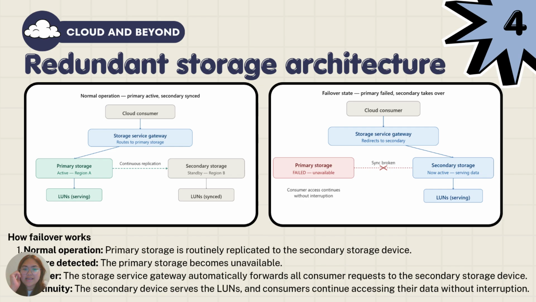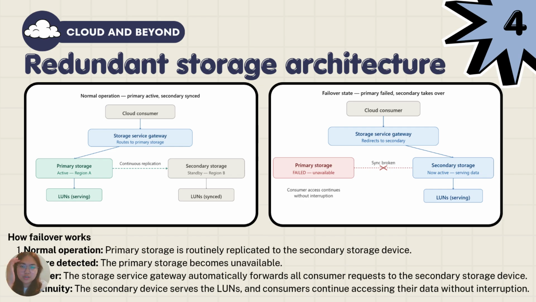So what happens is that in normal operation, your primary storage is routinely replicated to the secondary storage device. If a failure is detected, the primary storage becomes unavailable and it will automatically send all requests to your secondary storage. There will be continuity and you will not even recognize that there's a failure, because the storage service gateway will automatically send it to you.